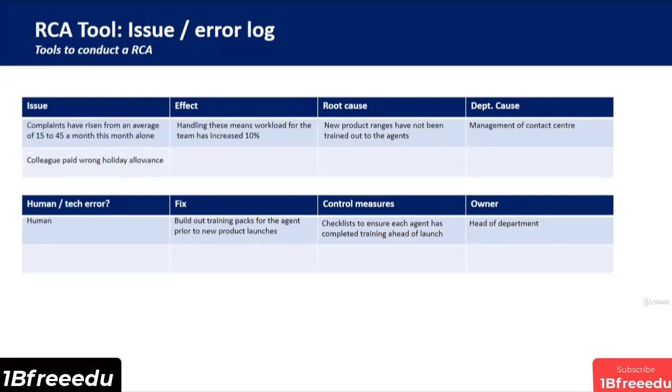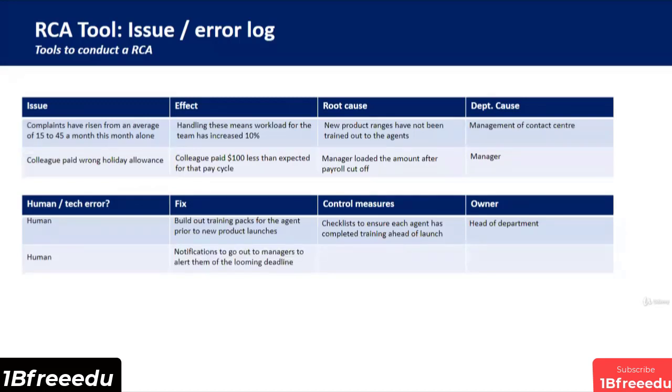Let's look at another example. Colleague pay wrong for holiday allowance. So the effect of this: colleague was paid $100 less than expected for that pay cycle. The root cause: the manager loaded the amount after payroll cutoff, so after the system had a close. So the department caused here, the manager, they caused the issue themselves, and again, it was human. The fix: notifications to go out to managers to alert them of the looming deadline. Control measures: notifications act as a control measure.